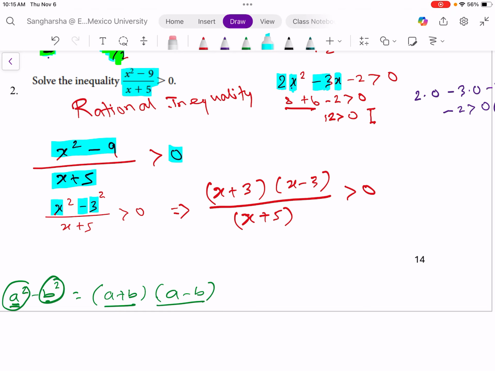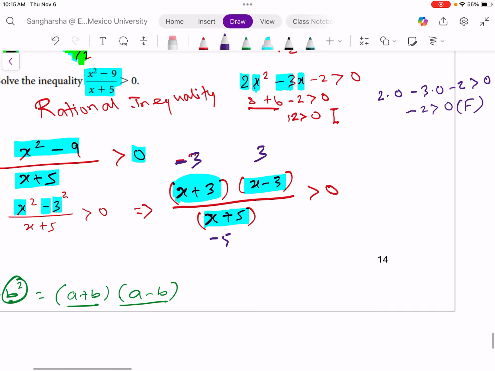For this factor, for what x value is this factor 0? Negative 3. So negative 3 is one zero. For this factor, what is the zero? Positive 3. Now we have this factor. For what x value is this factor 0? Negative 5. Now we use these numbers to divide our number line.